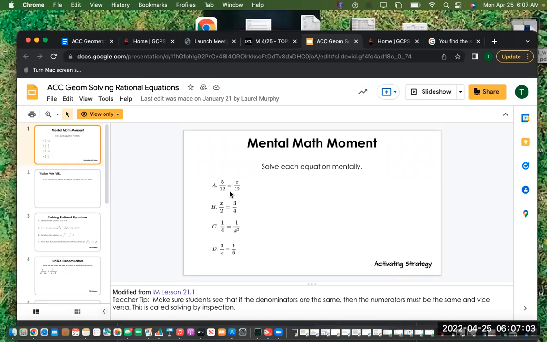If I have the same denominator here, then that means this one is going to be x equals 5, because that would mean 5 over 12 equals 5 over 12. And probably most of y'all got that one.